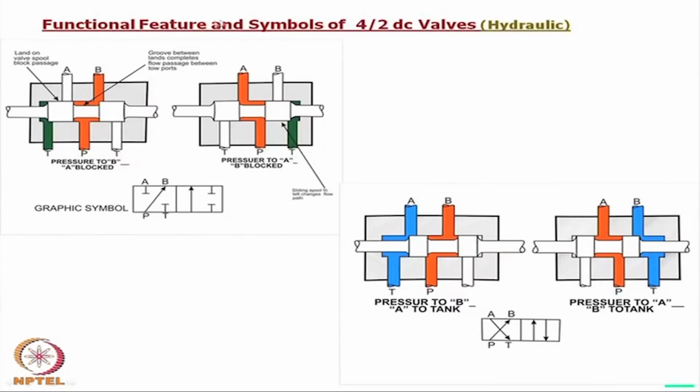Now, functional feature and symbols of a 4/2 DC valve. As you look into these two figures, they look alike, but if you look into the symbol, these are different. And if you study a little bit, in this case the oil is going directly to B and then this is stopped and this is stopped, whereas when oil is going into the A side, then these two are stopped. In this case, while oil is going to B, still A is open to tank and it is vice versa.